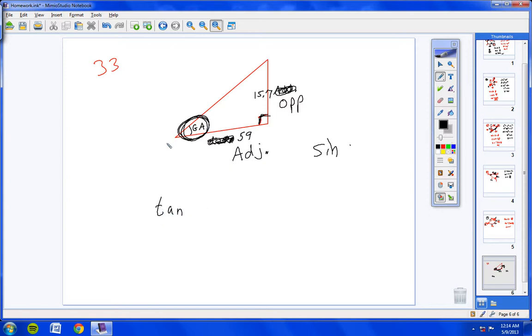We're going to call this angle A. The tangent of angle A equals opposite over adjacent. Well, we're missing an angle. So the inverse tangent of 15.7 divided by 59. Let's see what we come up with here. If you do that correctly, you should get 14.9 degrees, or 15 degrees if you want to round. So 15 degrees. And that's it.